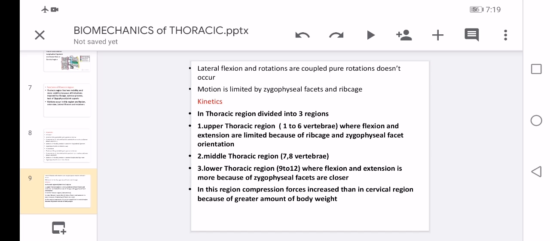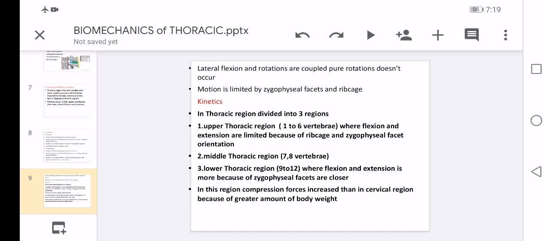Now we talk about kinetics, which deals with force and motion. The thoracic region is divided into 3 regions, which is very important. In the upper thoracic region, vertebrae 1 to 6, flexion and extension are limited by the rib cage and the zygapophyseal facets, which maintain orientation. In the middle thoracic region, vertebrae 7 to 8, and the lower thoracic region, vertebrae 9 to 12, flexion and extension are greater because the zygapophyseal joints or facets are closer.